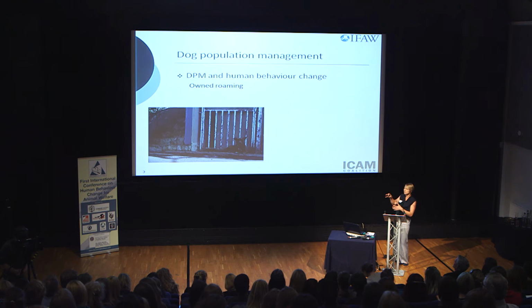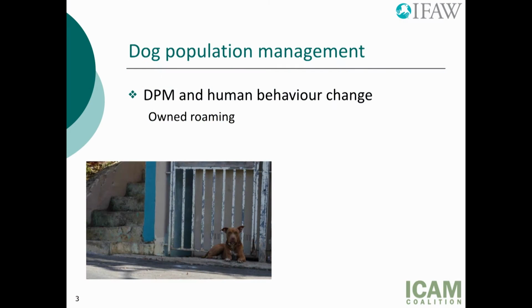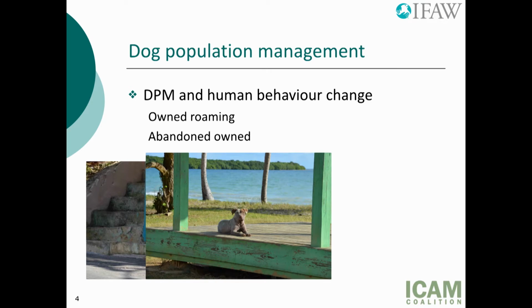So when we look at a stray dog population, we know that normally the majority of them are going to be owned roaming. So they have a referral household, a referral family that allows them free rein for at least part of the day. Some of them are going to be like this chap here, who's being dumped on Los Mascotas Beach in Puerto Rico. He's an abandoned owned dog, so a very clear human behaviour source to this dog.